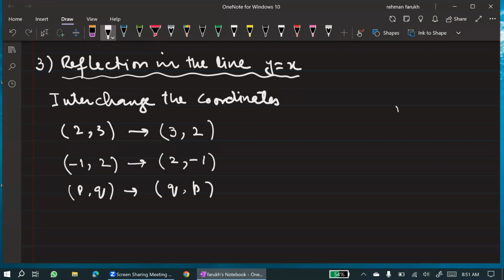This one is the line y is equal to x. If the point is 3, 2, then its reflection is 2, 3.